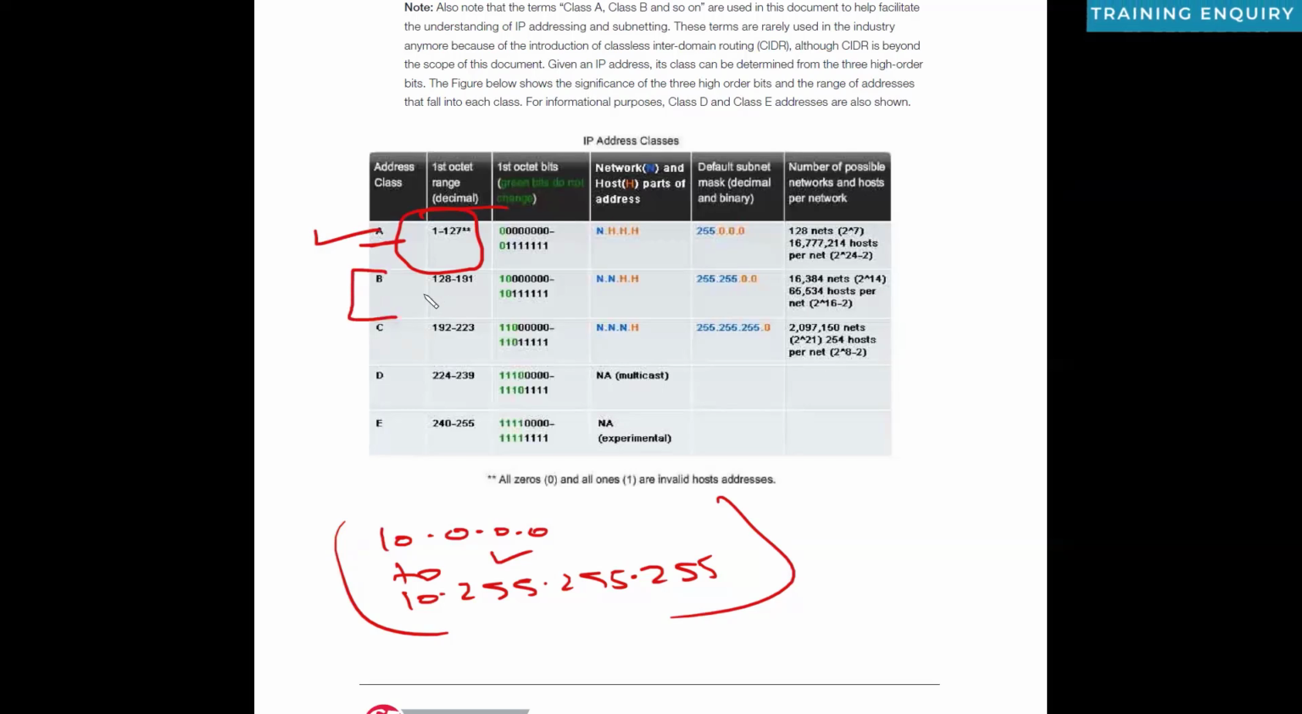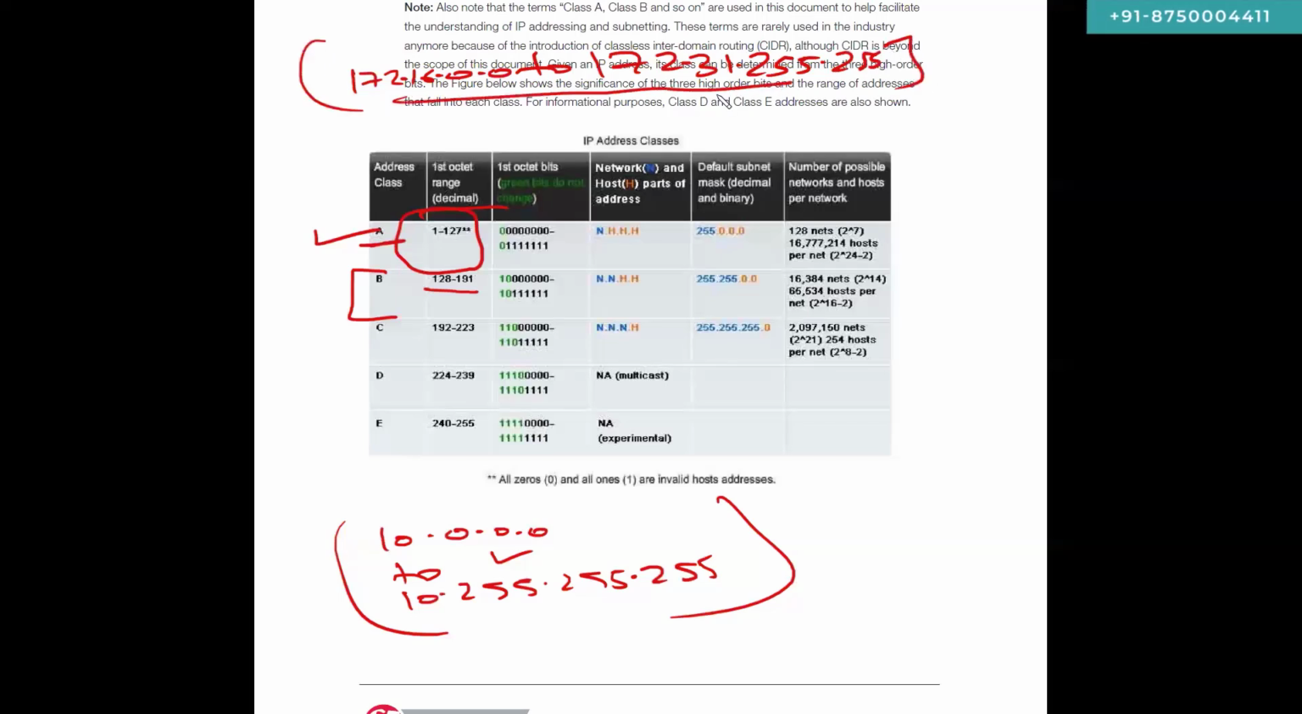Now for class B, if the first octet value falls between 128 to 191, it will be a class B IP address. From class B, again, we have a range for private IP addresses, and that's from 172.16.0.0 up to 172.31.255.255, right? That's the range of private IPs that we have from class B.